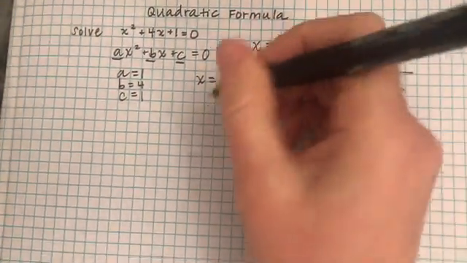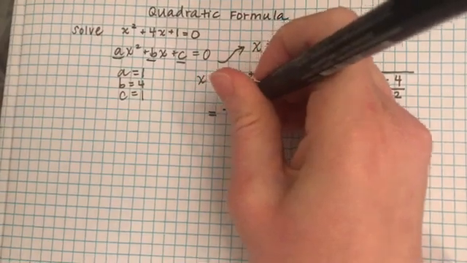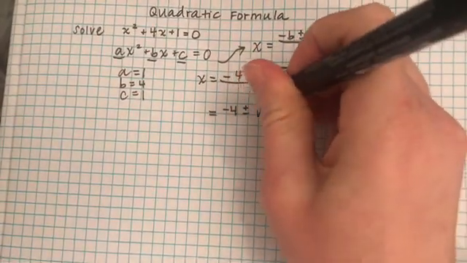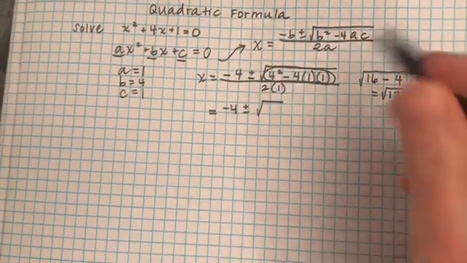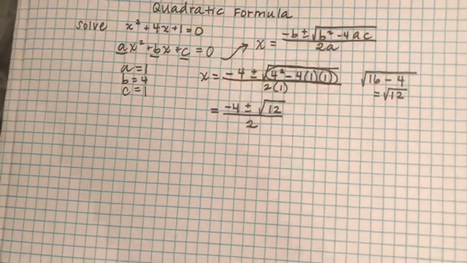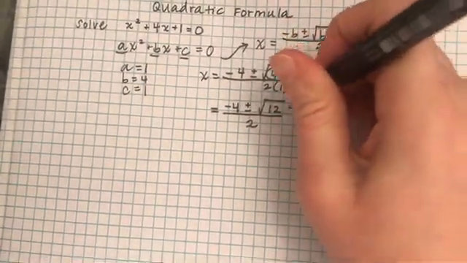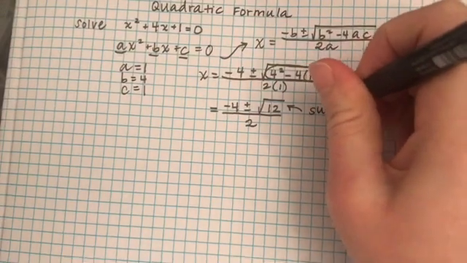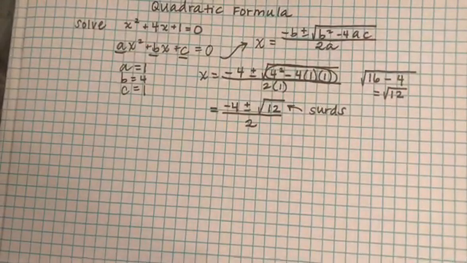All right, so I'm going to rewrite all of this. I have minus 4 plus or minus the square root. This all underneath the radical, or underneath the square root, became just 12. And then we're dividing all of that by 2. So now it looks a little bit nicer, but we still have this. Remember surds, and remember simplifying surds. We always want to get that as simple as possible.